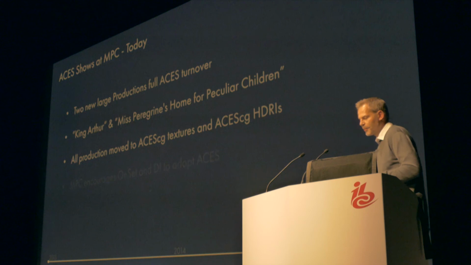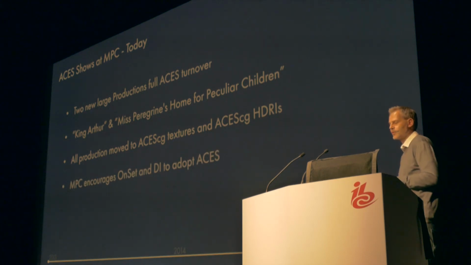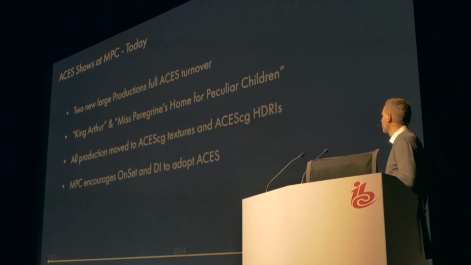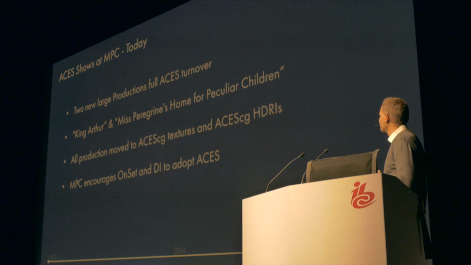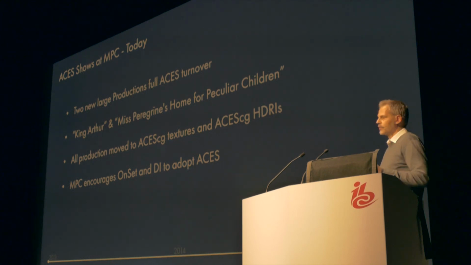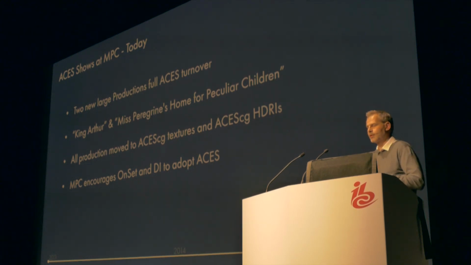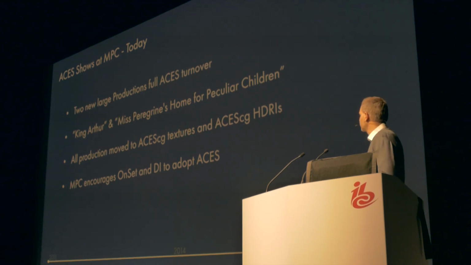So where do we stand today? At the moment, at MPC, we have two larger productions that are fully in ACES, fully ACES turnover. It's King Arthur and Miss Peregrine's Home for Peculiar Children. It's a rather long name, so I'm not going to read it out loud, which is a Tim Burton movie. All productions have moved to ACES CG for the texture side of things and our HDRIs. That is still up to date, really the standard, to remain show agnostic.